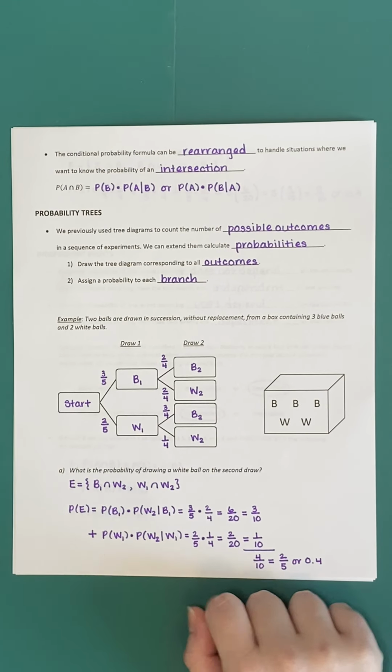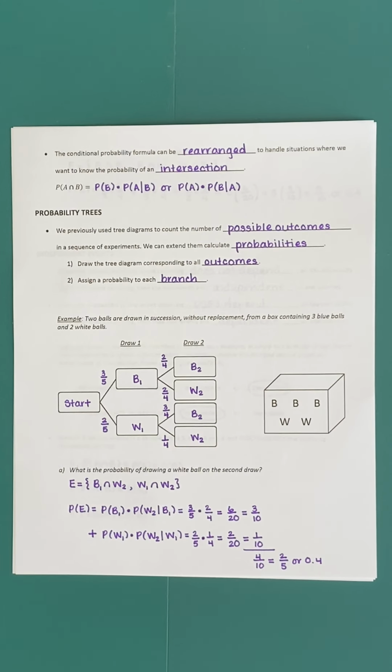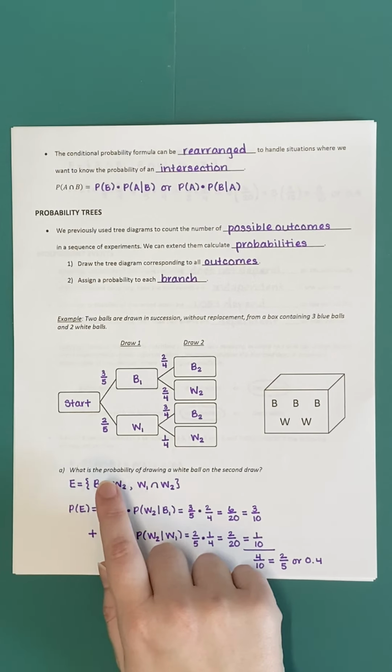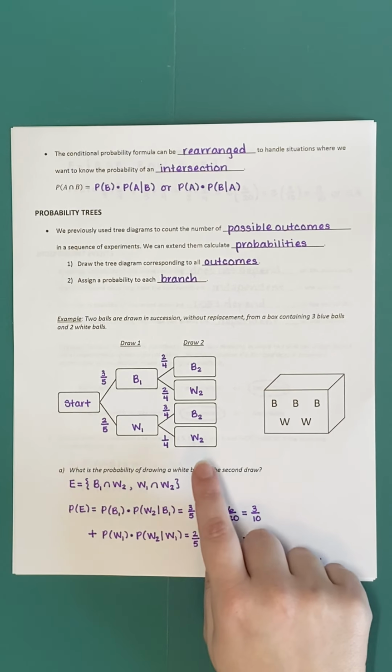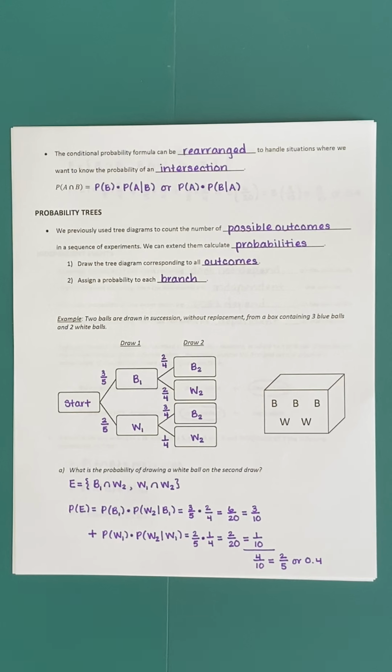Remember, if we're going to multiply fractions, you just go straight across numerator and denominator. So 3 times 2 is going to give you 6, and then 5 times 4 is going to give you 20, which reduces to 3 out of 10. Now we're not quite done, because remember, there's two different ways that we could draw a white ball on the second draw. It's possible that we draw blue first and then white, or we could draw white first and then white. So we have to consider the possibility that we went along the other path.